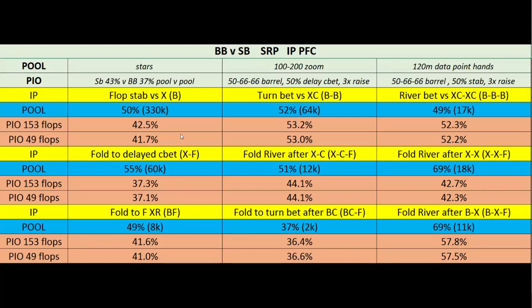This isn't really a hotspot though, like how often the pool bets when we check to him. This is a hotspot, the fold versus delayed c-bet, so our opponent checks back the flop when we bet the turn. So when I put in the pool data, you can see the hotspot is huge, 18%, so any deviation between the PO 49 flop subset and the 153 flop subset is very negligible compared to such a huge hotspot.